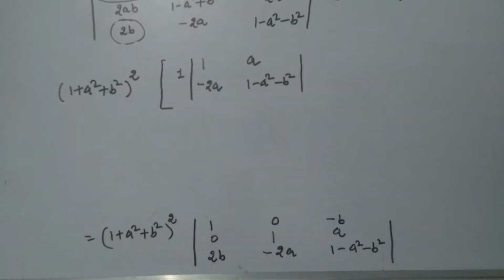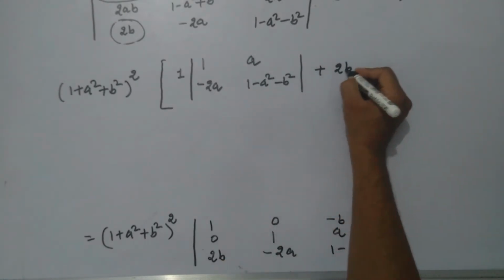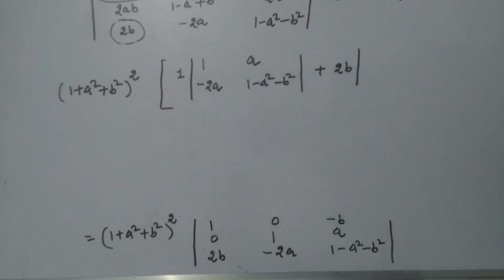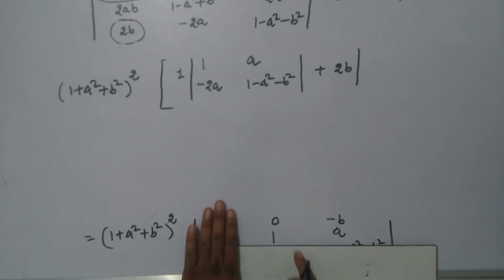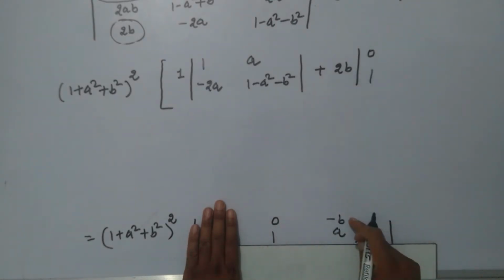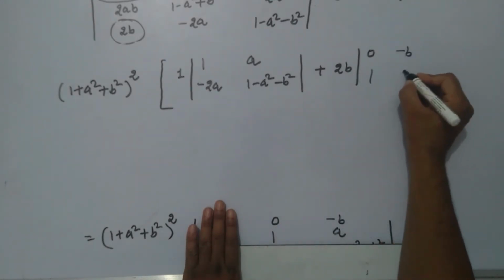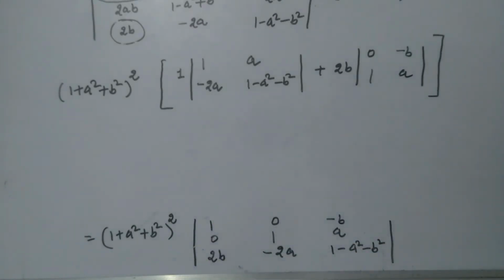Thereafter 0 corresponding to 0, something is multiplied with 0, everything becomes 0. Next is plus 2b into determinant corresponding to 2b. This row and this column is erased, so we are left with 0, 1, minus b, a. Right? So bracket is closed. Now we solve this.